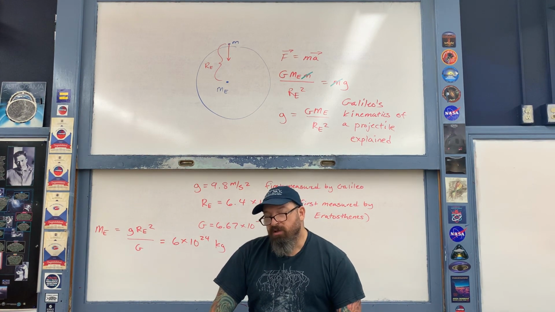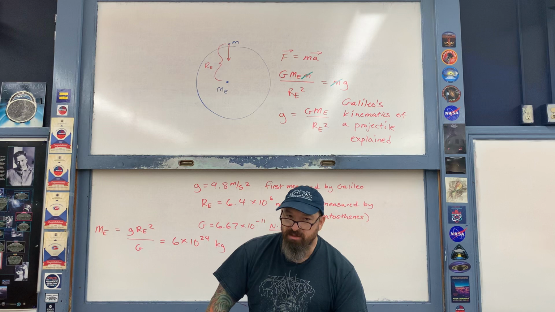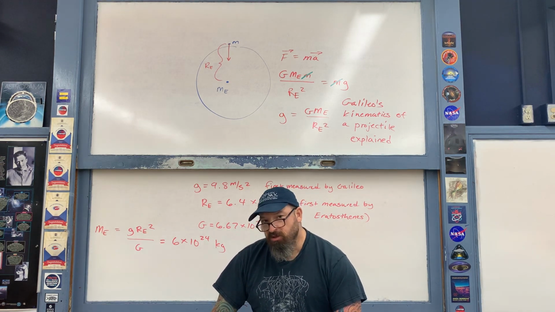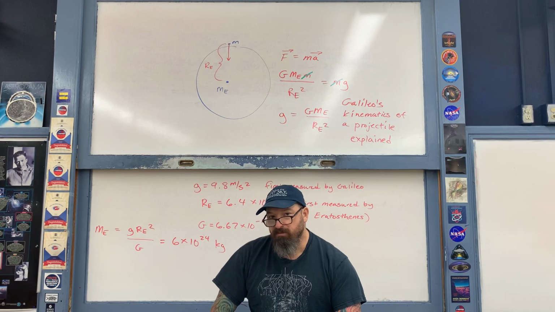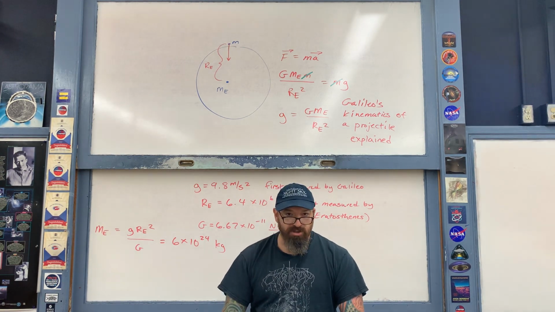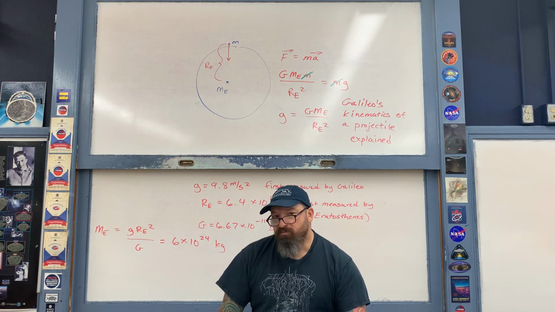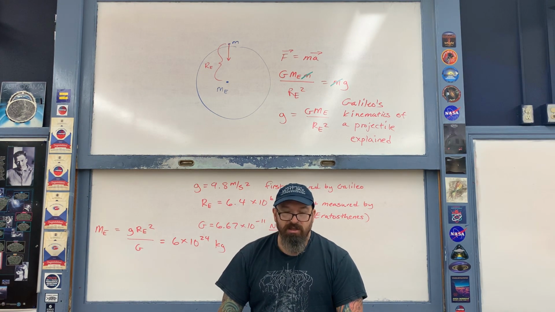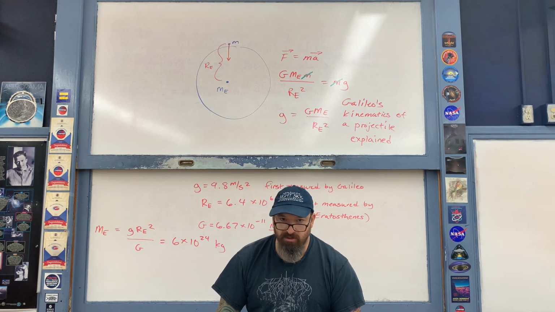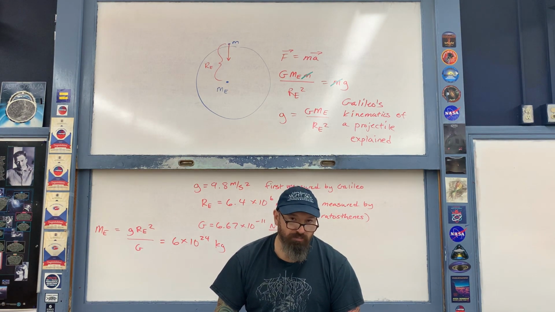So what we've done here in the first part of this unification process is we've shown that a single physical principle, Newtonian gravitation, explains Galileo's kinematics of a projectile. It's explaining, in other words, for example, motion near the surface of the Earth. The second part of the unification process is to use Newtonian gravitation to then describe Kepler's laws of planetary motion. We'll do that in the next portion of this lecture.